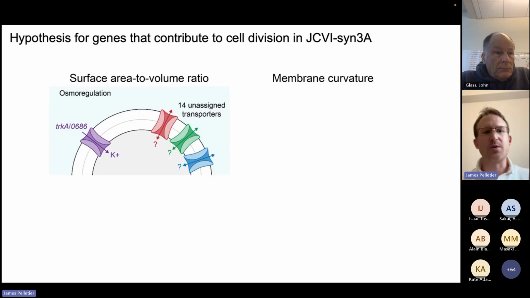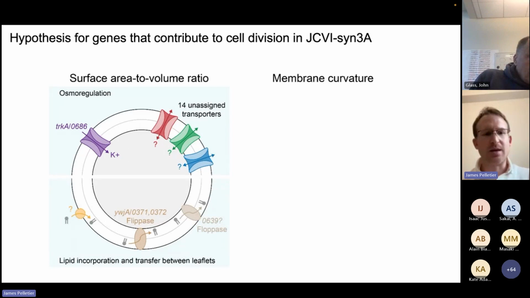And regarding the volume, as the majority of the cytoplasm is likely water, what genes are involved in affecting the flux of water into and out of the cell? What genes are involved in osmoregulation? So we just highlighted that a large fraction of the transporters in SYN3A don't have assigned substrates, but could be involved in osmoregulation. And then as the membrane of mycoplasmas by mass is approximately half lipid and half protein, we considered the small number of genes that may be involved in either incorporating lipid from the growth medium or flipping lipids between leaflets.